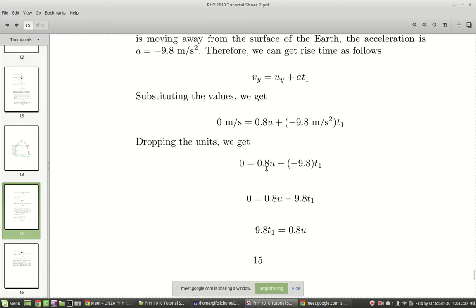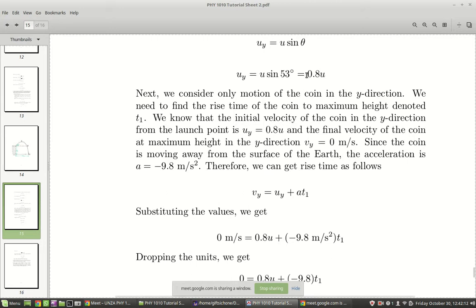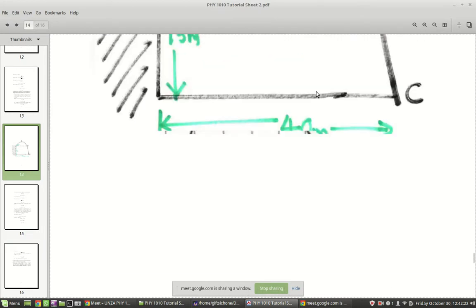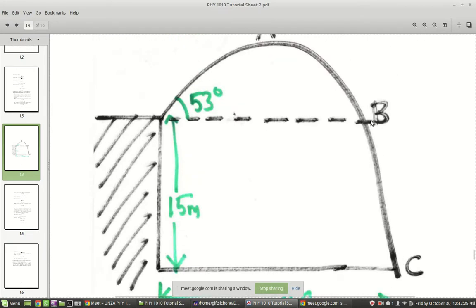We found the launch velocity in the y direction to be 0.8u going up. That is the same velocity we have at B. So we start off with a velocity of 0.8u at B. Then the distance is 15 meters, and we're going down. Acceleration is 9.8. Then we're looking for T3.